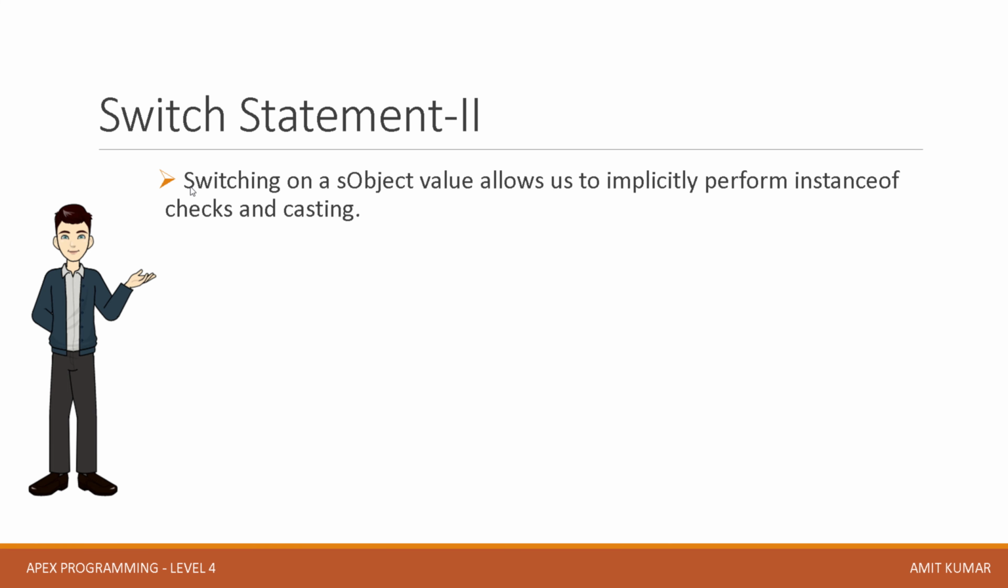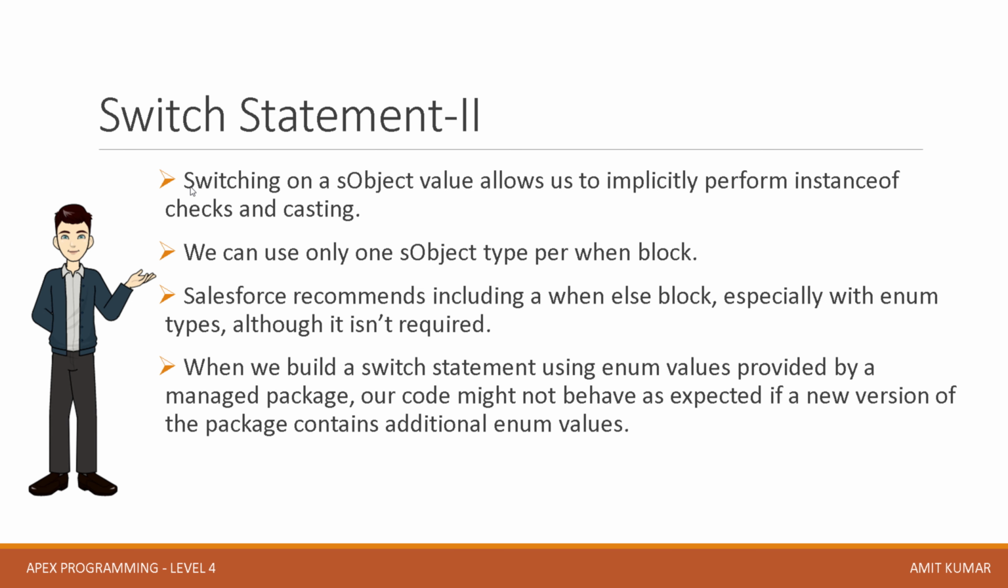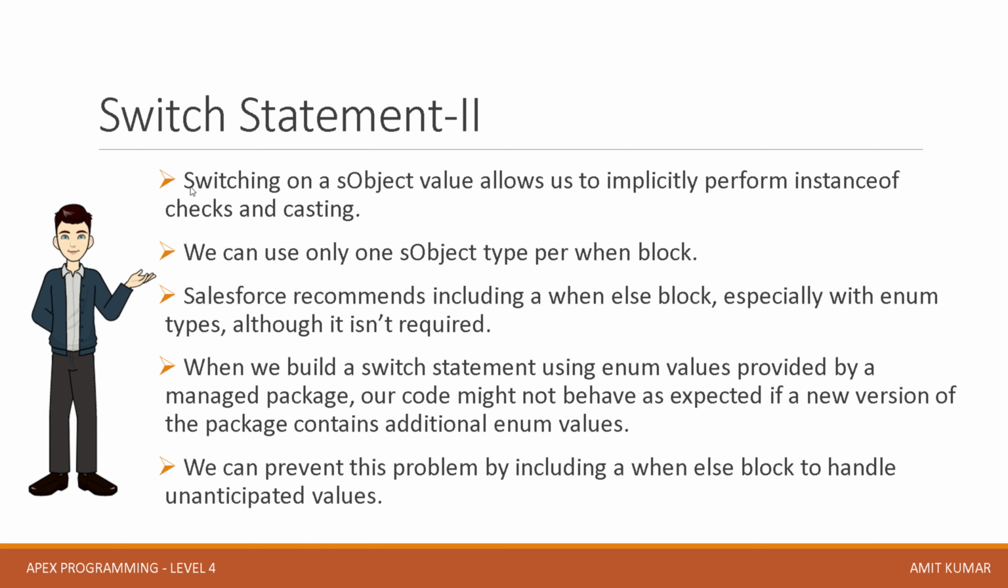This is part 2. Switching on an SObject value allows us to implicitly perform instanceof checks and casting. We can use only one SObject type per when block. Salesforce recommends including a when else block, especially with enum types, although it isn't required. When we build a switch statement using enum values provided by a managed package, our code might not behave as expected if a new version of the package contains additional enum values. We can prevent this problem by including a when else block to handle unanticipated values.